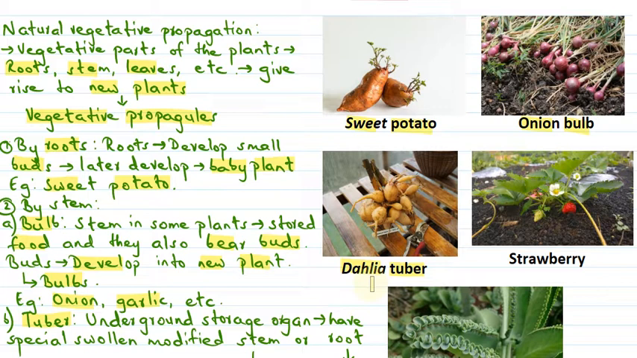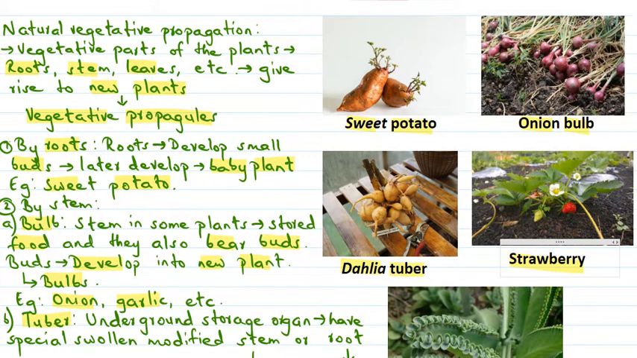So in some plants, the plants having weak stem give off roots whenever they touch the ground. As a result, when older parts of the plant die, the branches separate from the parent plant and they form new individuals. This type of propagation can be seen in strawberry, grass, etc.